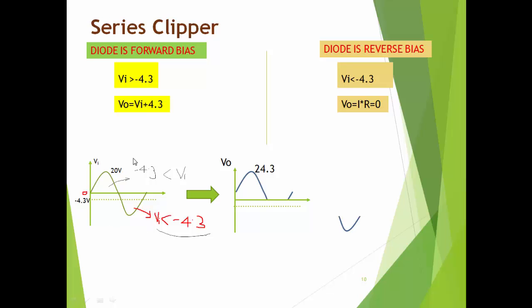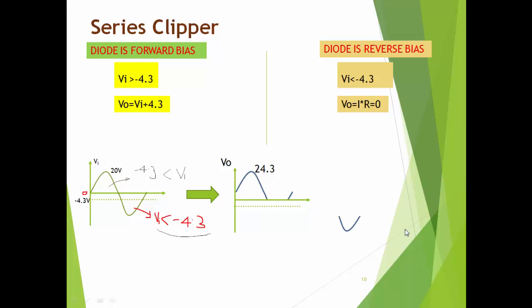We want to know which voltages are greater than minus 4.3 and which voltages are less than minus 4.3. So we draw a line of minus 4.3. The voltage above this line are greater than minus 4.3. The voltage below this line are less than minus 4.3. Those voltage who are less than minus 4.3, for that output voltage is 0. So we remove this section.